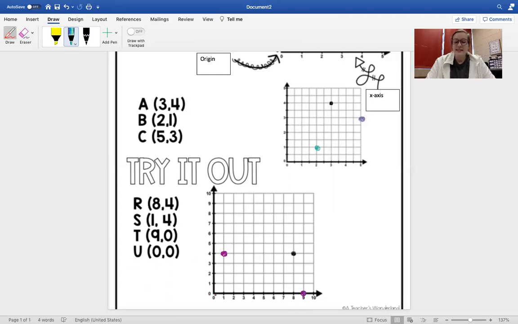Then we have U at 0, 0. So that's actually at the origin, right? Because it's telling us we're not going to the right or left, and we're not going up or down. We're staying right at the origin at 0, 0.